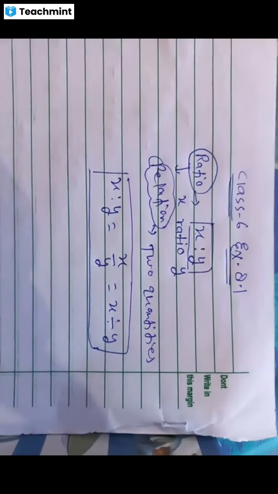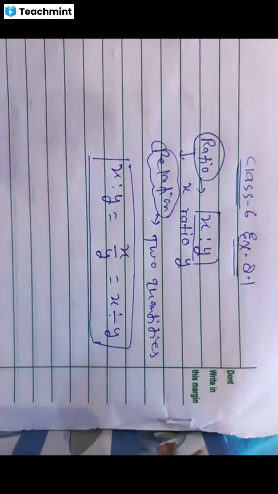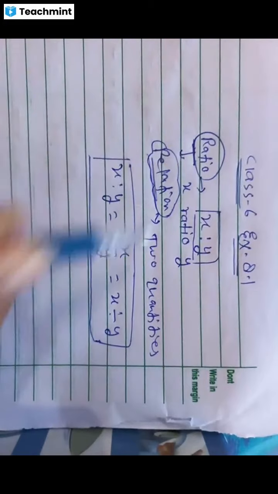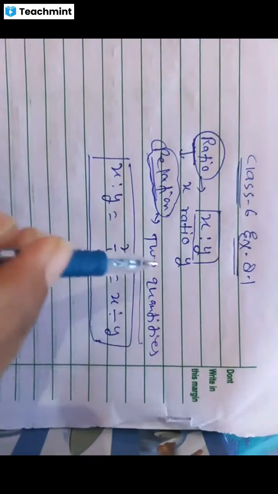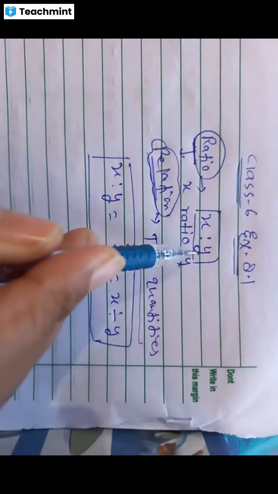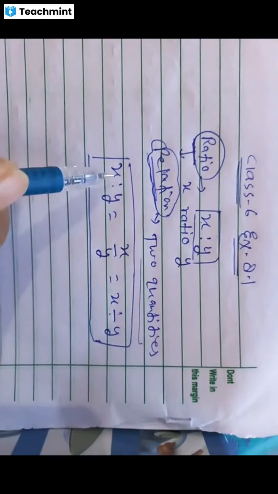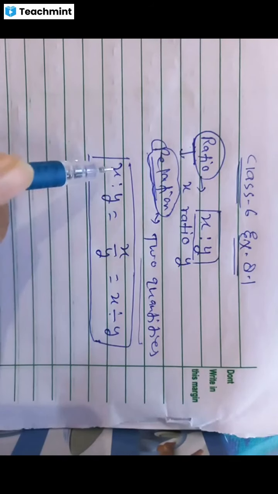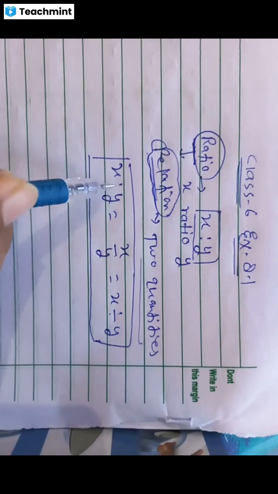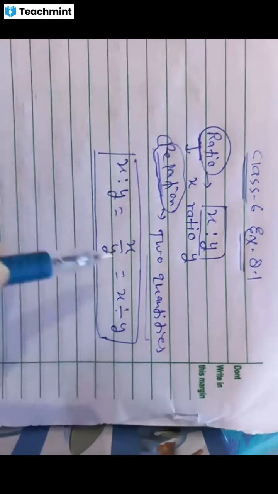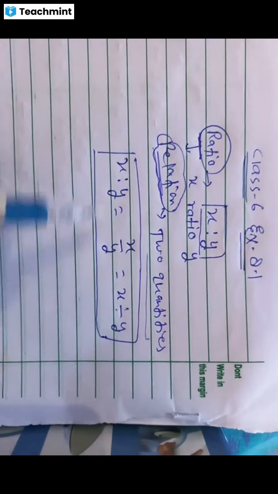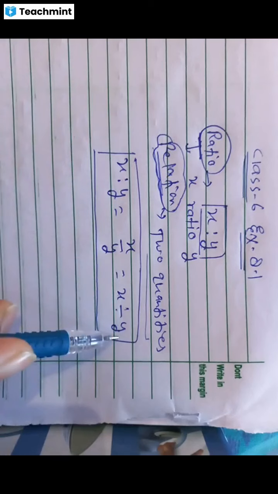Now again I am repeating it. Okay. First understand ratio. What is the ratio? Ratio is the relation between two quantities which is obtained by dividing one quantity by another. Here you can see x ratio y. X is the first quantity and y is the second quantity. So you read it as x ratio y. You can write x upon y, or you can write x divided by y. They are all the same.